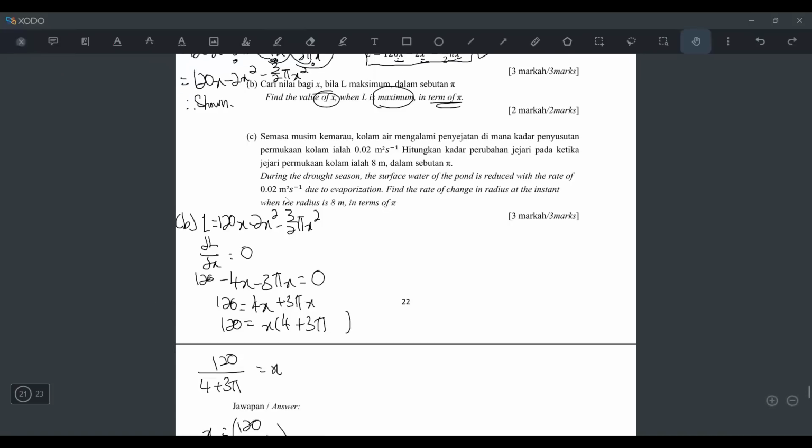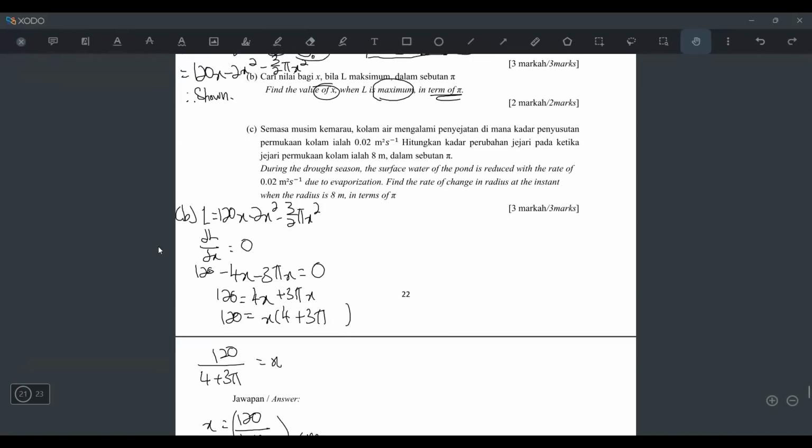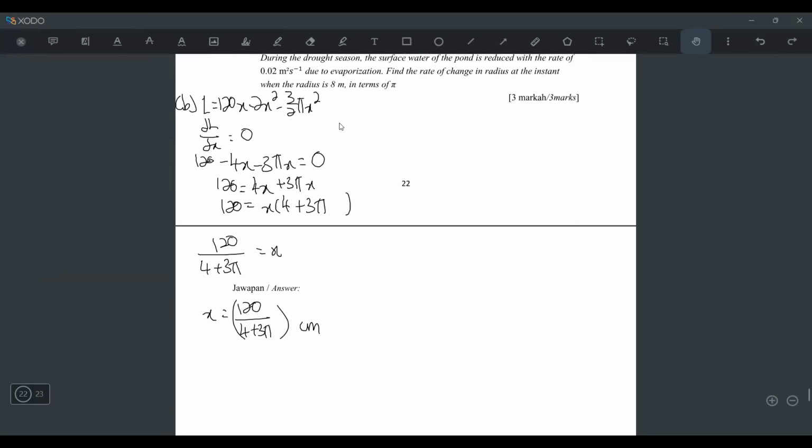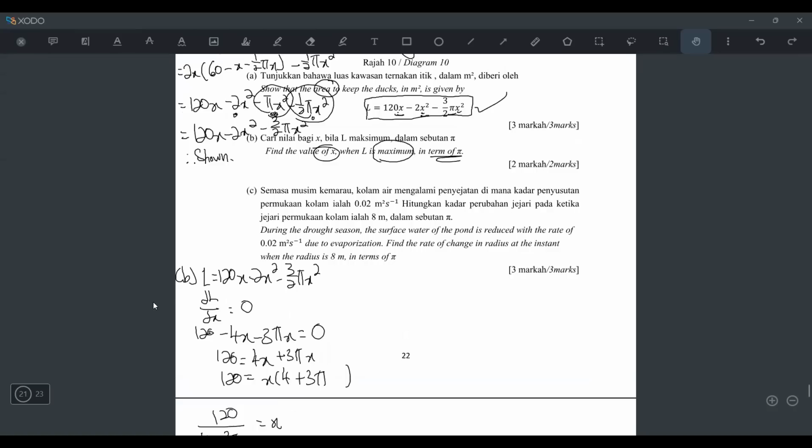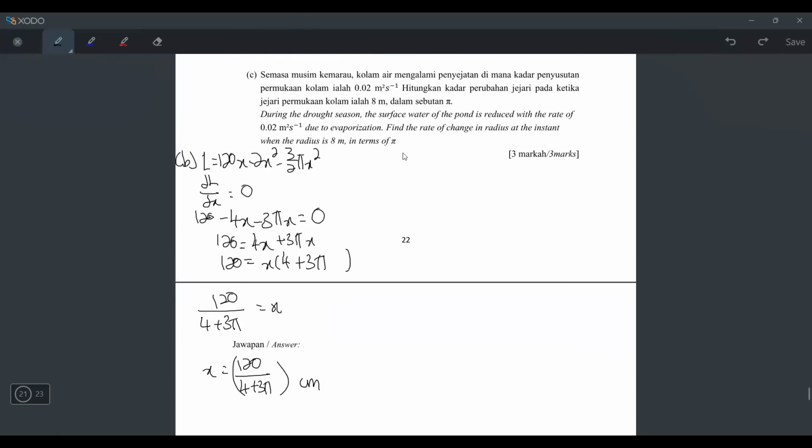But there's also a time where they want you to find the value of L, you know. So what if they ask like that? Find the value of L when L is maximum. So what you do? You will write down the same working, but after you get to here, you will substitute this into the original equation. Substitute this inside here and get L. Okay, but for this question no need, because they ask for value of x.